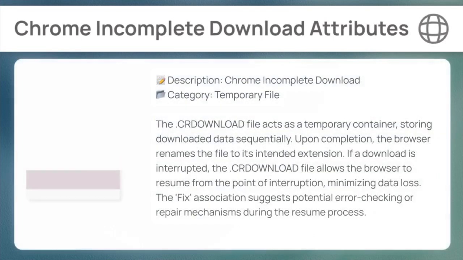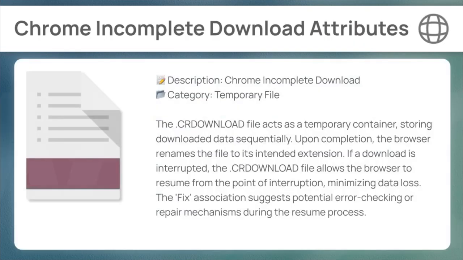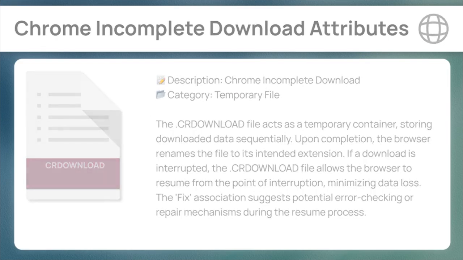The CR download file acts as a temporary container storing downloaded data sequentially. Upon completion, the browser renames the file to its intended extension. If a download is interrupted, the CR download file allows the browser to resume from the point of interruption, minimizing data loss. The fix association suggests potential error checking or repair mechanisms during the resume process.